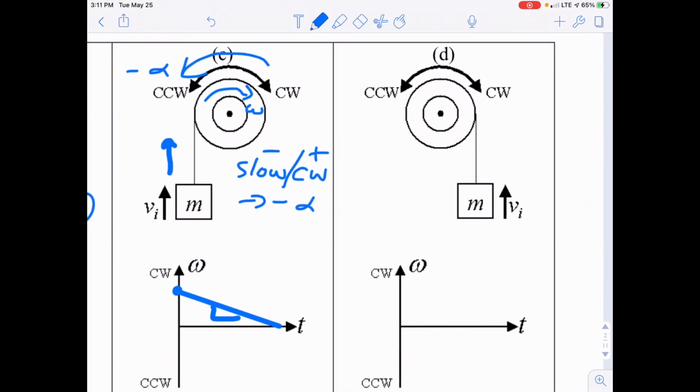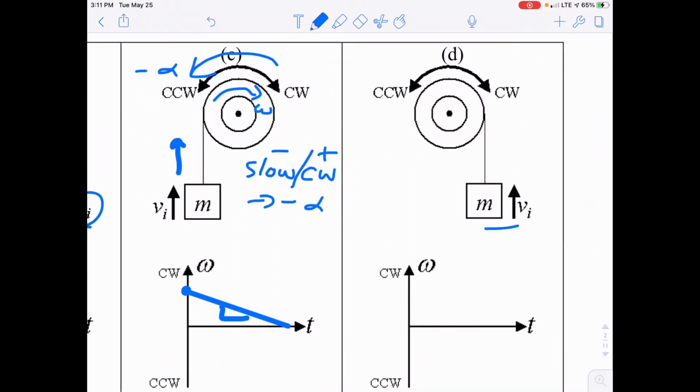D is the same idea as C, but now you're given a push on the mass on the right-hand side of this, which clearly means what are we going to be doing? We're going to be rotating in the clockwise direction, but you're going to be slowing in the counterclockwise direction, not clockwise. We're spinning that way. So we're slowing in the counterclockwise direction. So slow negative, counterclockwise also negative.